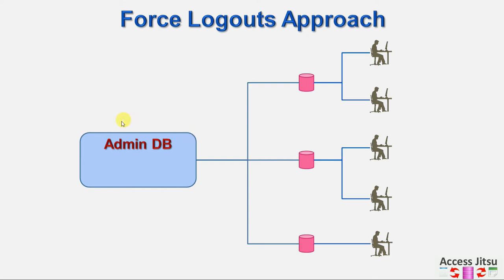Over here on the left we have an administrative database that is responsible for monitoring these databases. These are split databases. Over here on the right are our users and our users' desktops that have the user interface on a front-end database. And these drums represent the back-end databases that are on our network shares.